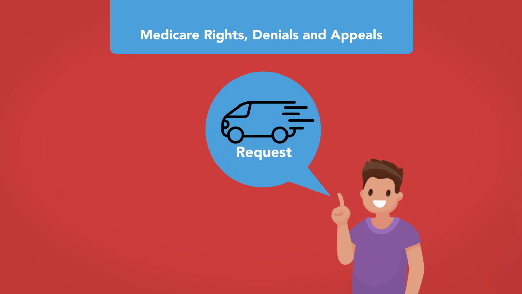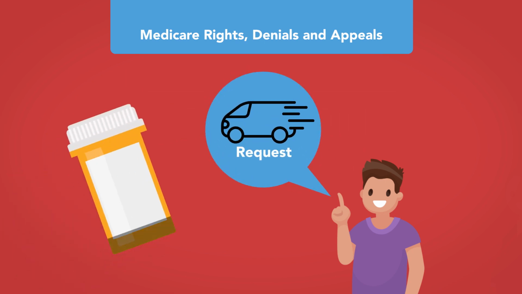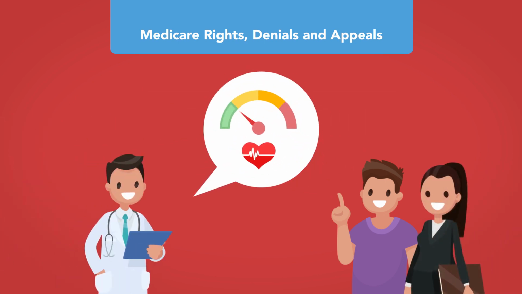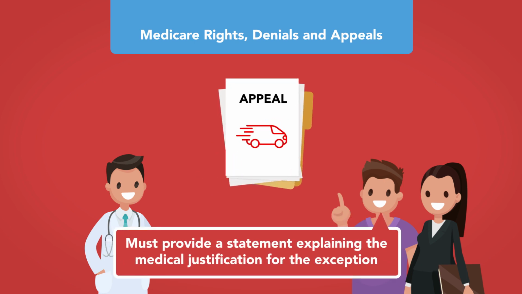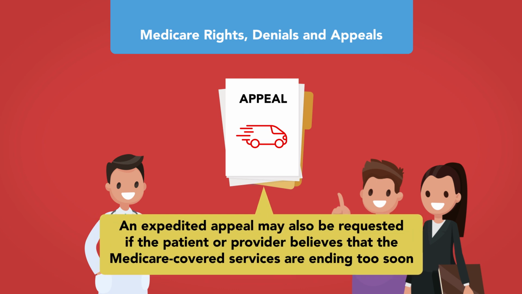They may ask for an expedited request if the prescription has not yet been filled, or if the prescriber tells the plan administrator that the life or health of the patient may be at risk by waiting. If an exception is requested, the prescriber must provide a statement explaining the medical justification for the exception. An expedited appeal may also be requested if the patient or provider believes that the Medicare-covered services are ending too soon. An independent reviewer will decide if the services should continue.